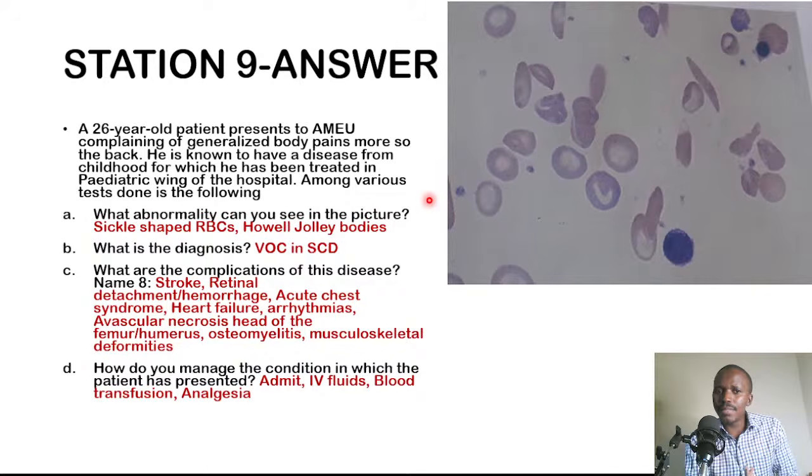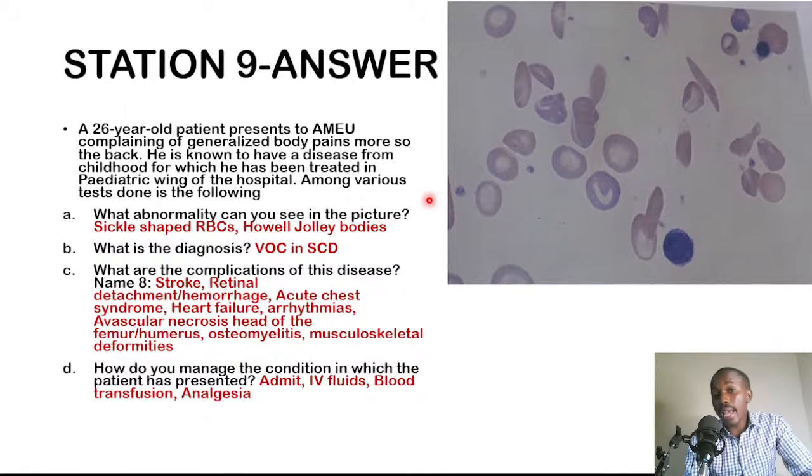They could have avascular necrosis of the head of the femur, even avascular necrosis of the head of the humerus. They could have osteomyelitis. Now remember that osteomyelitis in sickle cell patients is more or less going to be caused by your Salmonella. Osteomyelitis in general is caused by Staph aureus, but specifically in sickle cell patients is going to be caused by your Salmonella.